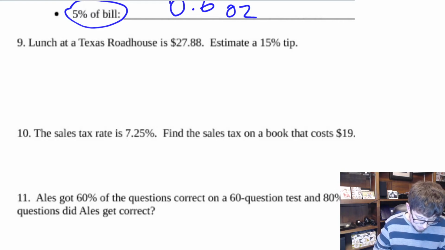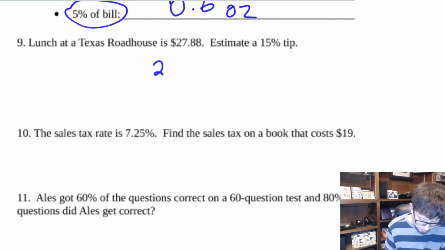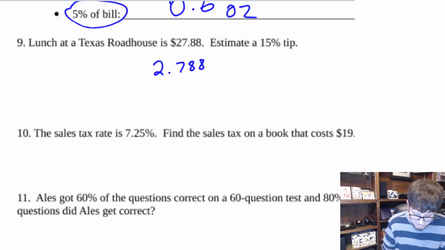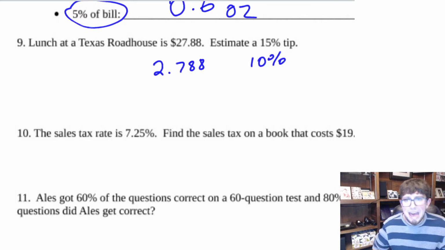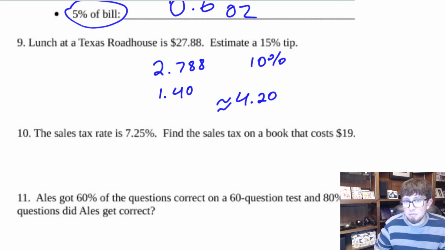So let's try that again. We have now lunch at Texas Roadhouse if it's $27.88. Well, how can I find 10%? I move the decimal place over, so that is 2.788. I know that's 10%, so I want that plus half of it. So if that's about $2.80, I'm going to add about $1.40. And now I'm at 2 plus 1 is 3, $4.20, thereabouts. Some quick math.